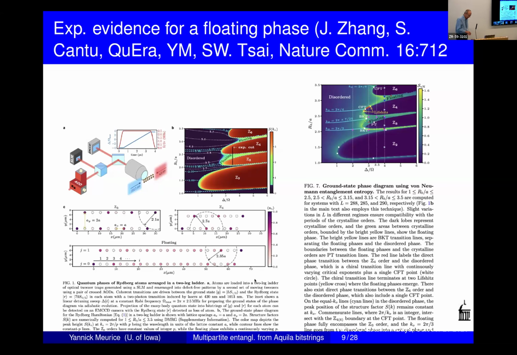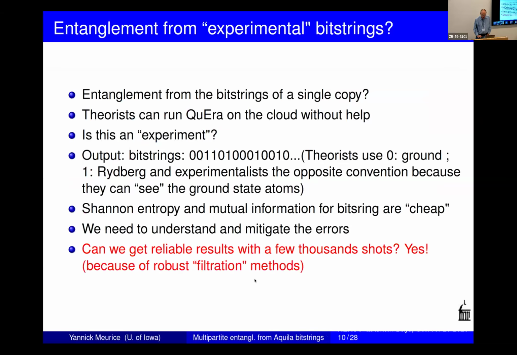When I talked to the experimentalists and asked, could you measure the entanglement entropy? They said, yes, we can, in principle, make these copies, but it's a very expensive process. So my guess is that I should be able to get the entanglement from the bit string of a single copy. This is very cheap, and you can get this for QuEra, but for any device that produces bit strings. So it's very generic.